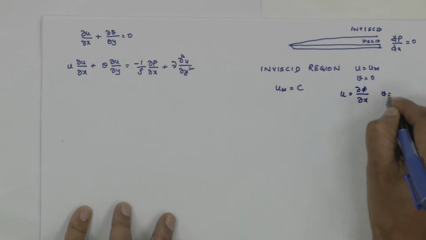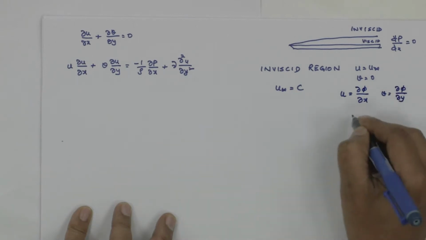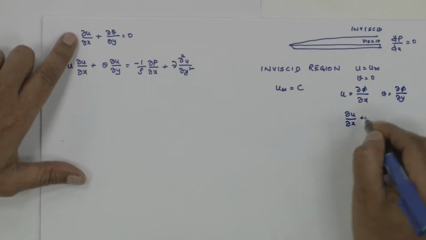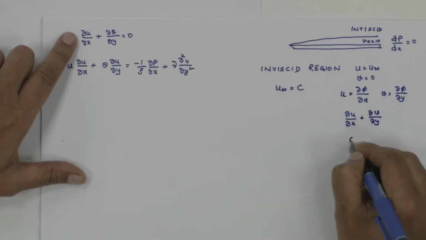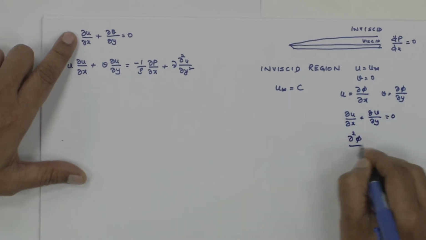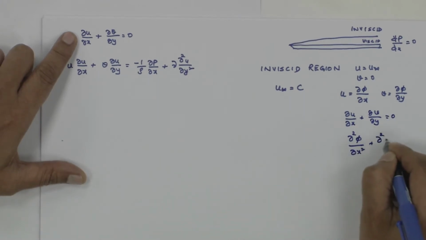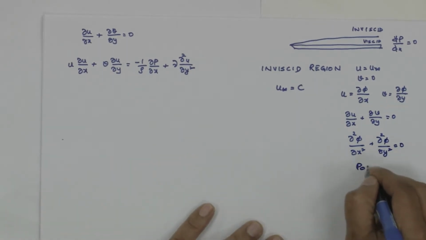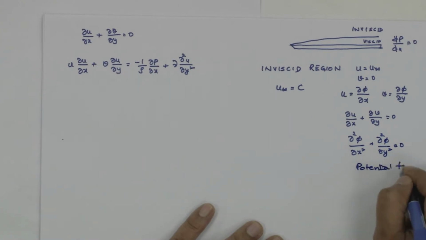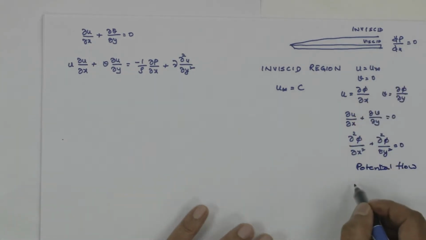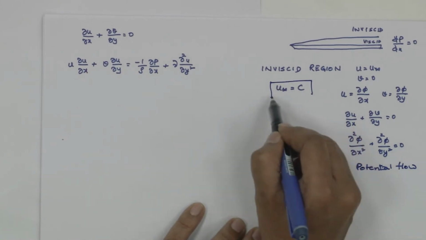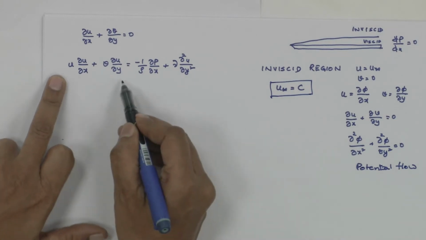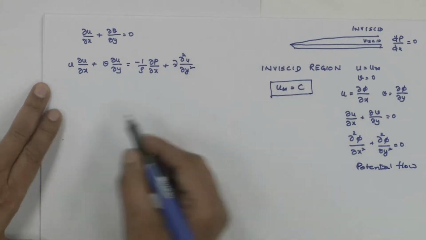But in the inviscid region, we define what is called the stream function, U equal to del phi by del x, V equal to del phi by del y, and if you take your continuity equation, del U by del x plus del V by del y, if you write that, del squared phi by del x squared plus del squared phi by del y squared. If you solve this equation, this is what is called potential flow. From the potential flow solution for a flat plate, you are going to get U infinity equal to constant. Now you apply this to the X momentum equation in the inviscid region.